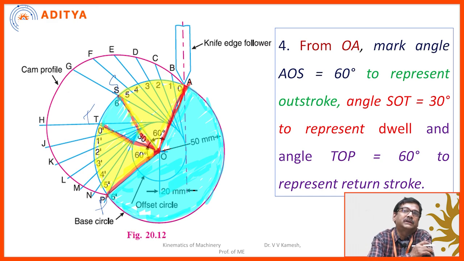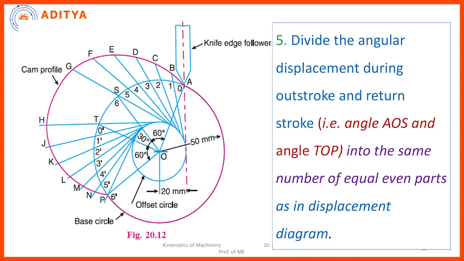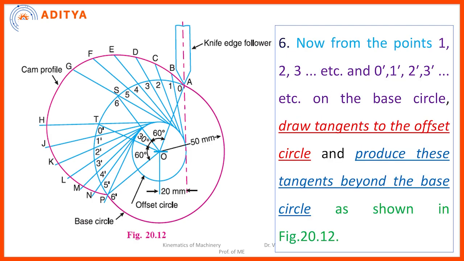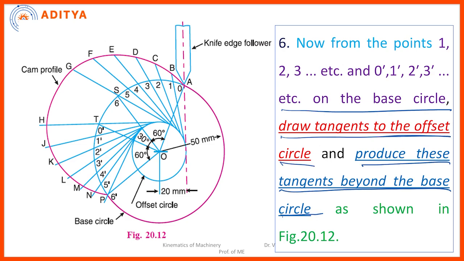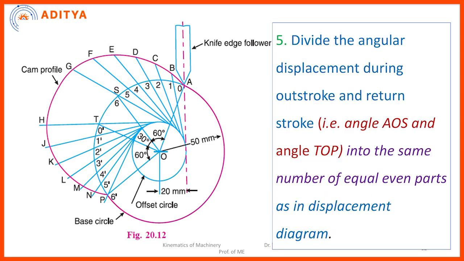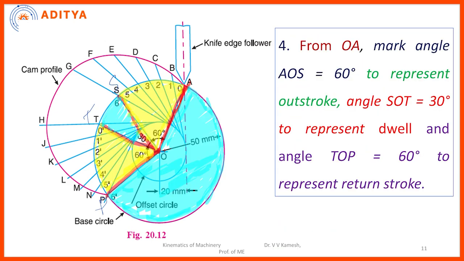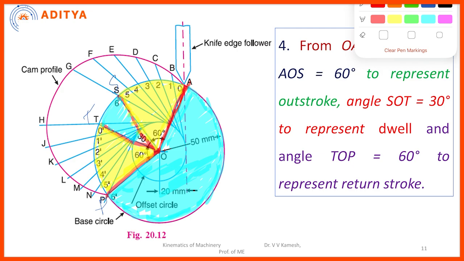Okay. Now how to get the cam profile points? Earlier we joined with origin, but here we cannot draw from the origin, right? Now how to draw it? The easiest one everybody knows is the drawing of the tangents, right? So these are all the divisions. Okay. Now draw tangents to the offset circle and produce these tangents beyond the base circles. Now you look at the earlier diagram, you can see this. I am taking a pink color one.